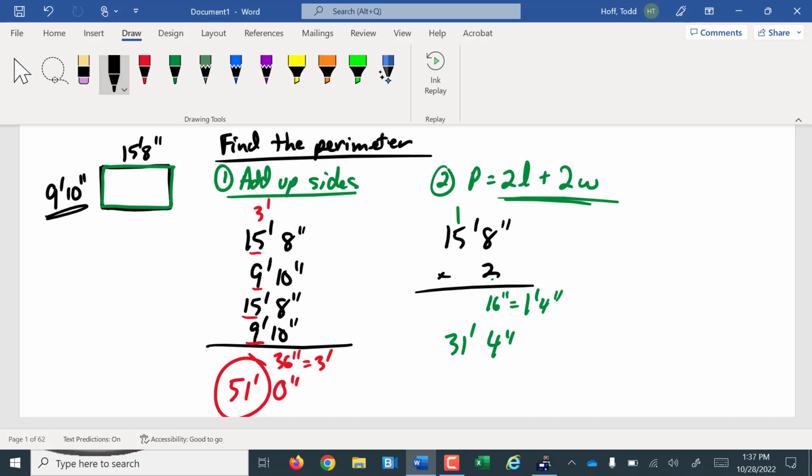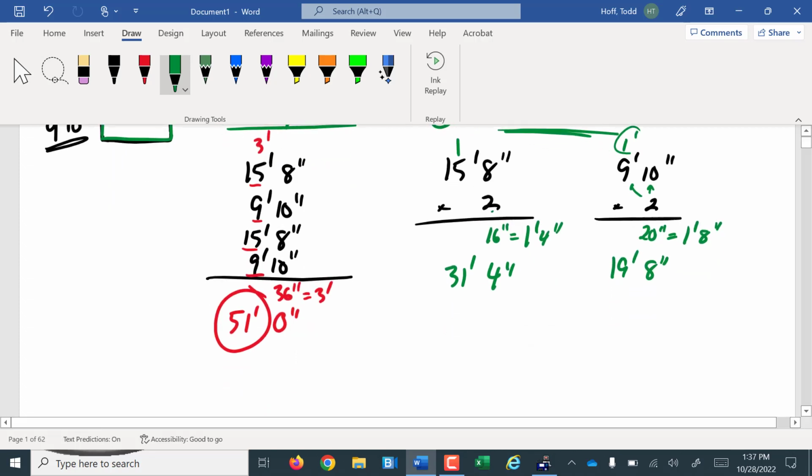Then we also do the width times 2. 9 foot 10 inches times 2. 2 times 10, 20 inches. Of course, that's more than a foot. That's 1 foot with how much left over? 8 inches. So we'll keep the 8 inches, carry the 1 foot. 2 times 9, 18 plus the 1, 19 foot.